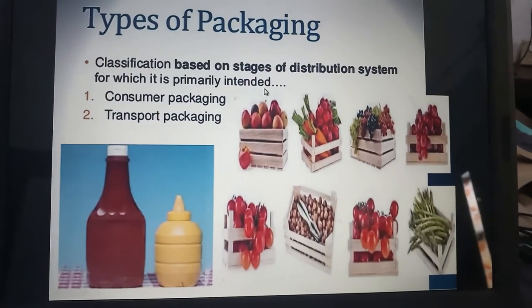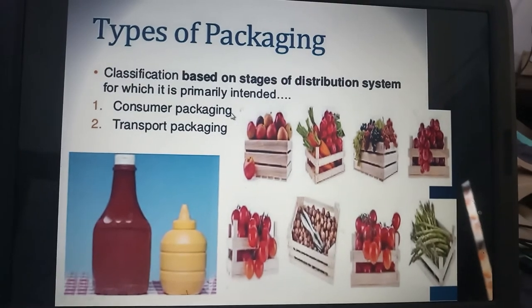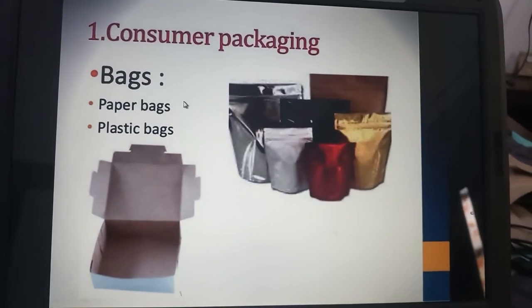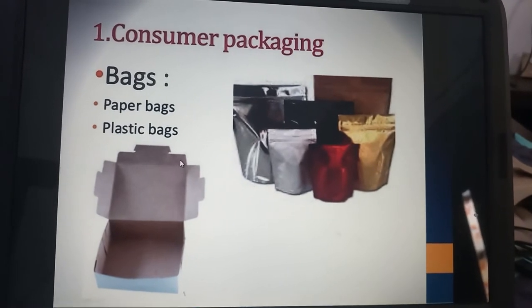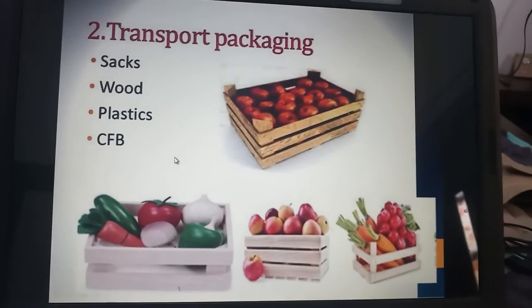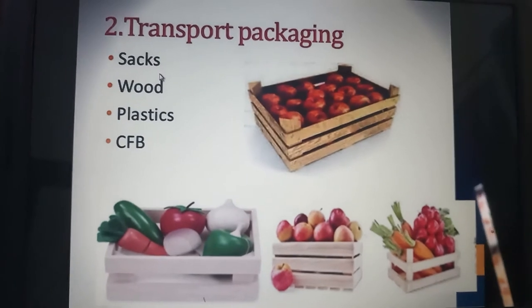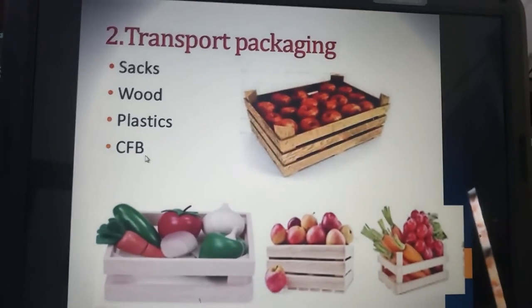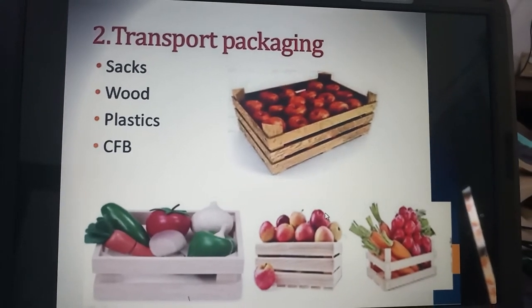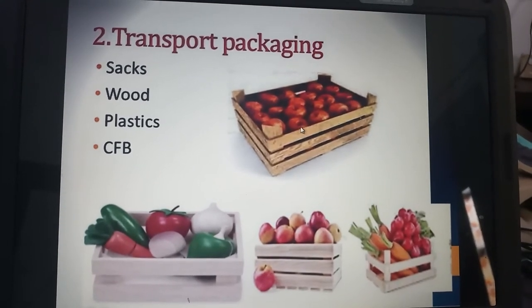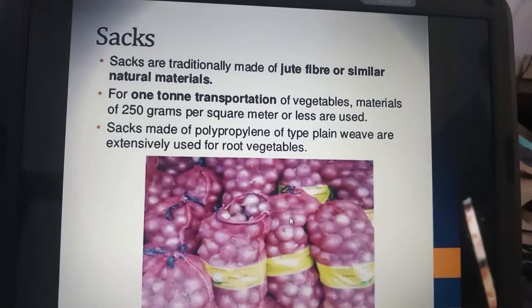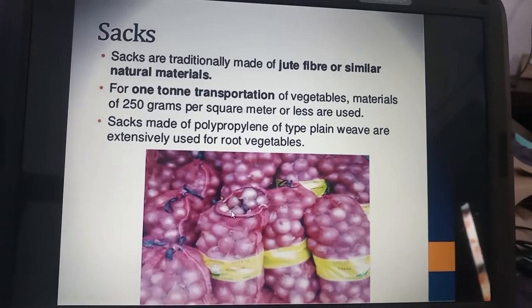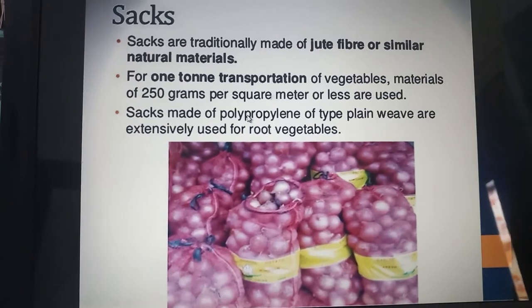Now, there is also packaging based on consumer and transport packaging. Consumer packaging includes bags, which can be paper or plastic. Transport means when we have to transport the product: sacks, wood, plastic, corrugated fiber boards. These are a few examples which I have taken. Sacks, we all know, onions come in sacks. They are made of polypropylene.